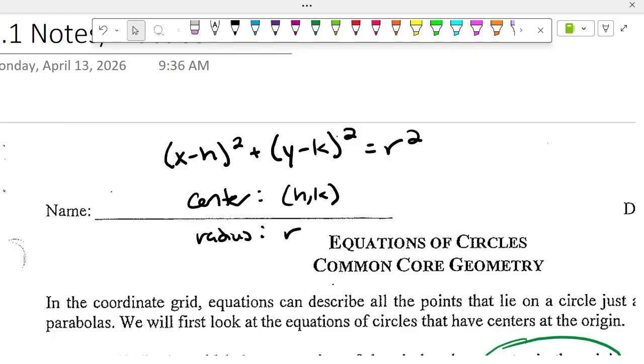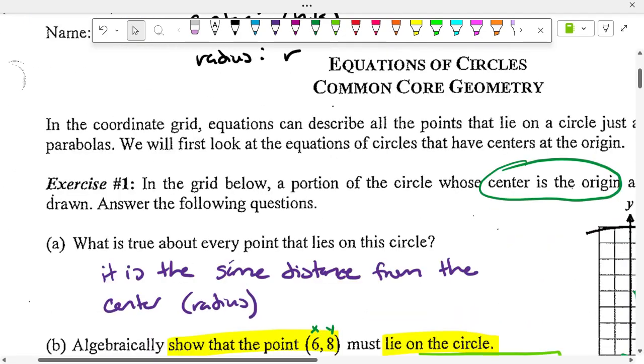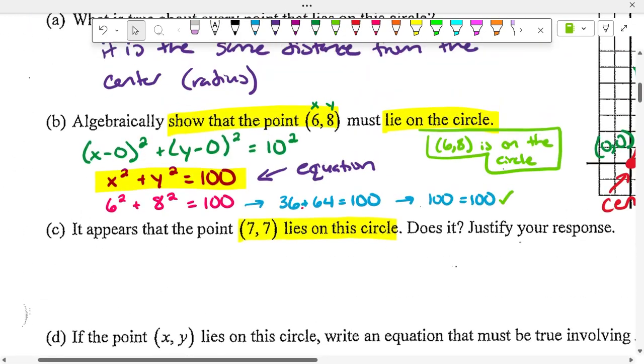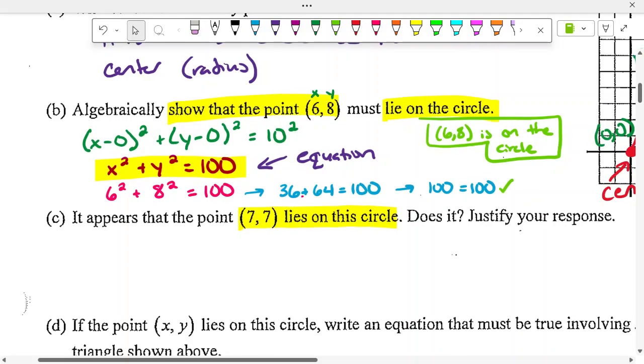So everyone should be trying letter C, using that same equation that we just came up with: x squared plus y squared equals 100. See if 7, 7 lies on the circle. Did you get it, Anna, or did I move down too quick? So we're using the same method that we just did for the previous one, with the same equation of the circle too.